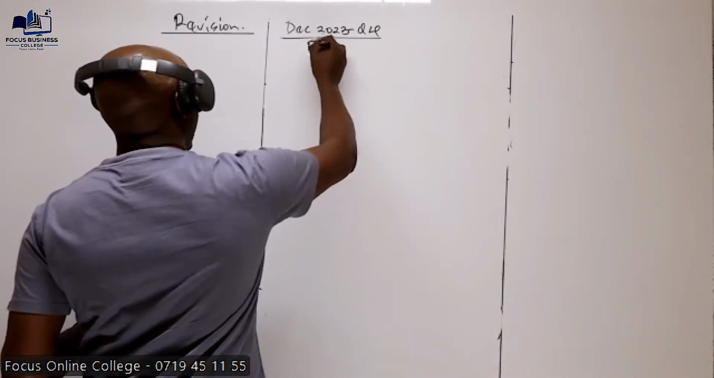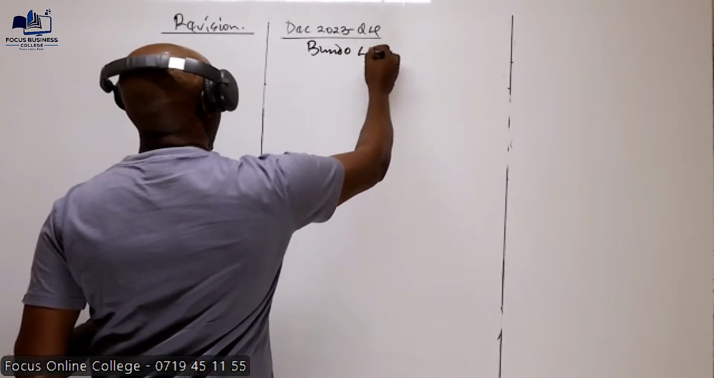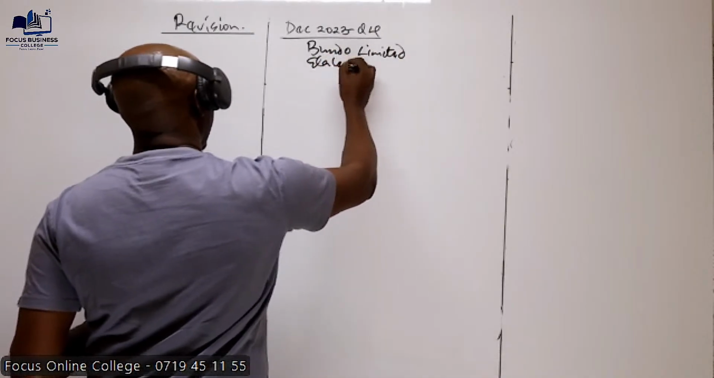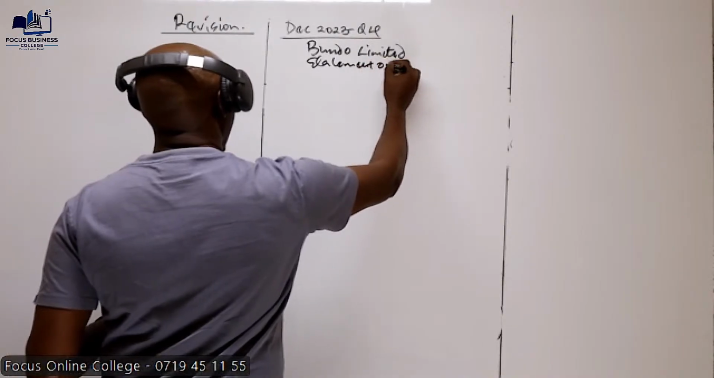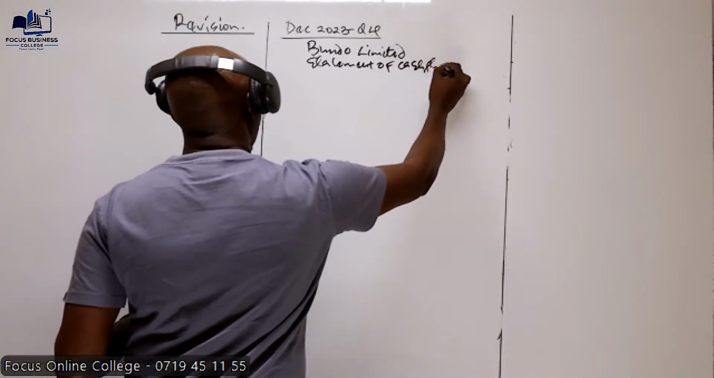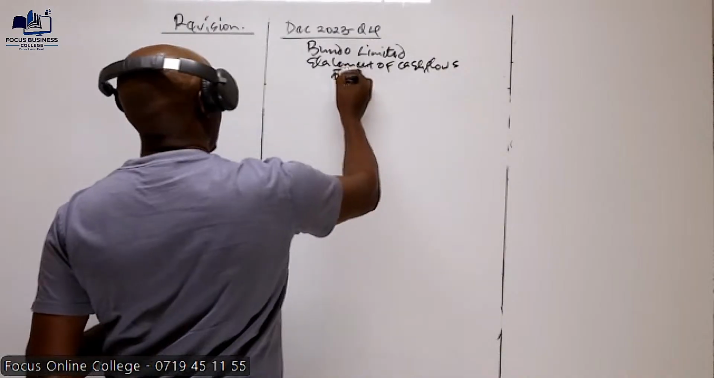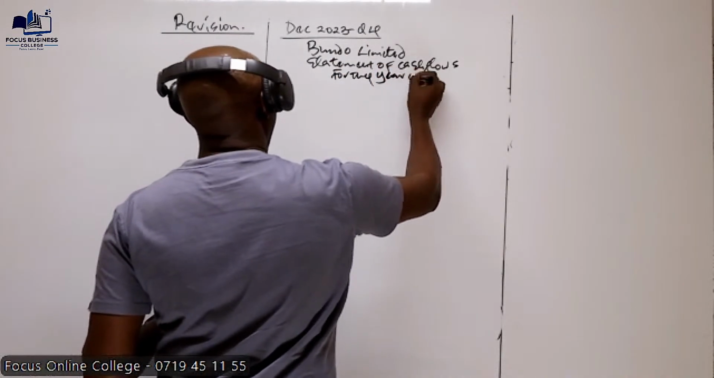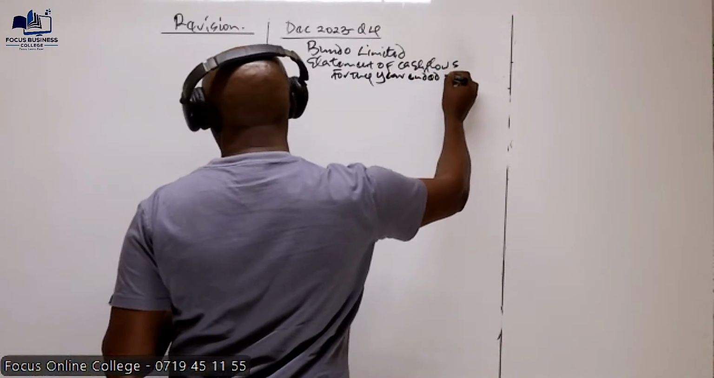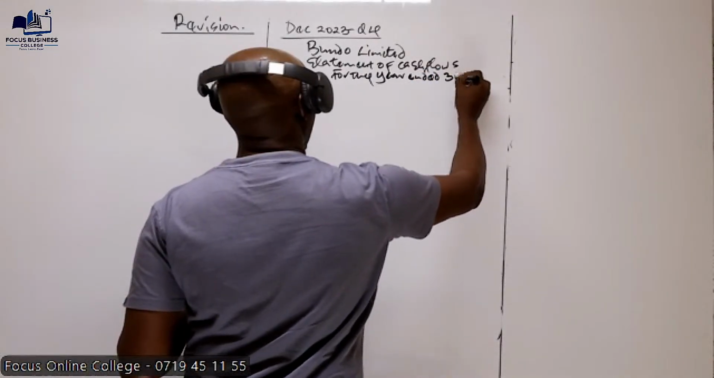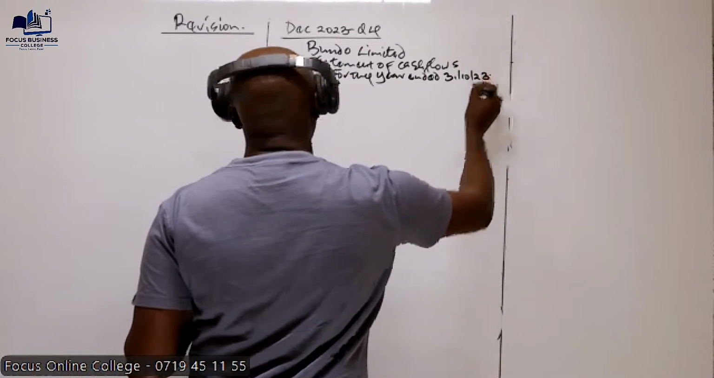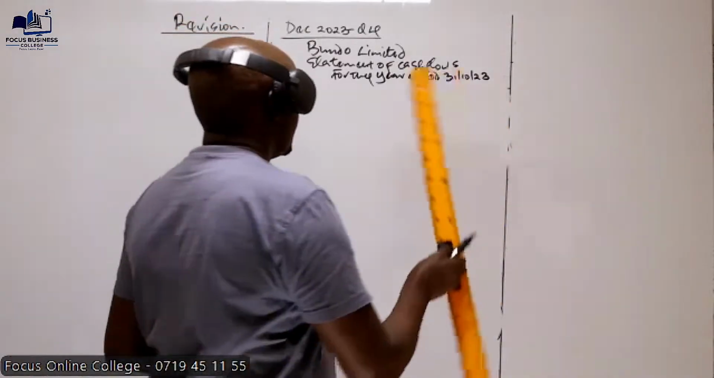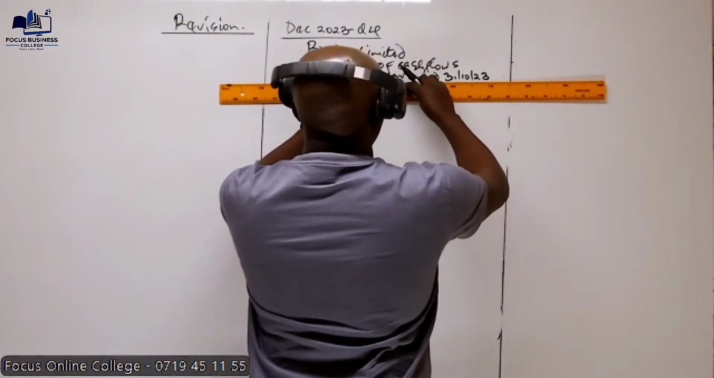The name of the company is Budo Limited. This is a statement of cash flows for the year which ended 31st of October 2023.